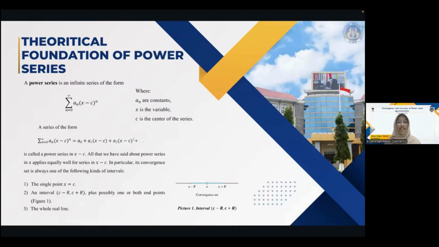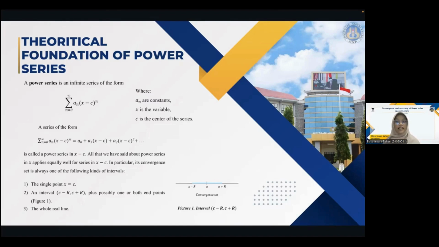Hello everyone. Today, I would like to explain the theoretical foundation of power series. First of all, what is a power series? A power series is an infinite series that has the general form: the sum from n equals 0 to infinity of a sub n times (x minus c) to the power of n. In this expression, we know that a_n are constants called coefficients, x is the variable, and c is the center of the series.